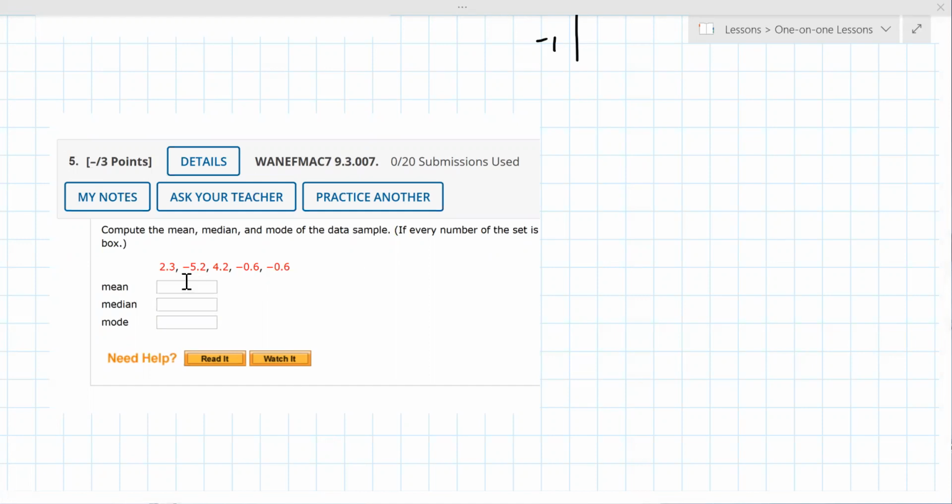The mean here is 0.02. The median is minus 0.6. And then the mode is minus 0.6.